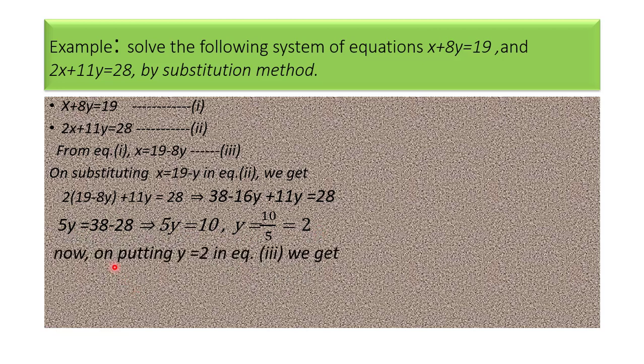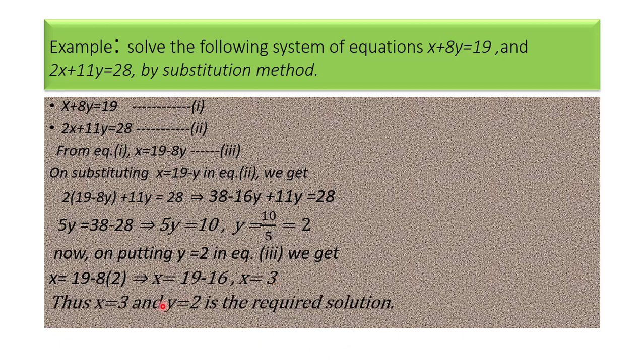Now on putting y equals 2 in equation third, x equals 19 minus 8 multiplied by 2. Then x equals 19 minus 16 and the value of x is 3. Thus x equals 3 and y equals 2 is the required solution. So the solution of this pair of equations is x equals 3 and y equals 2.